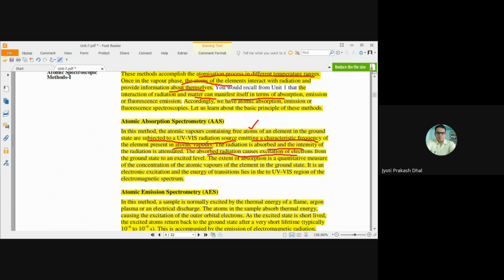That means initially the sample will undergo excitation by UV visible source.